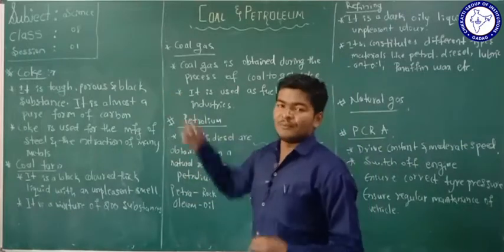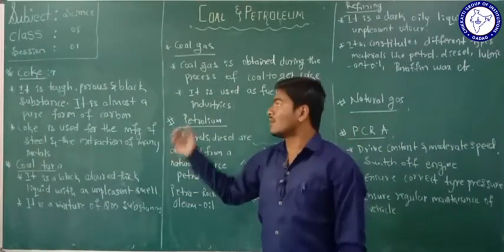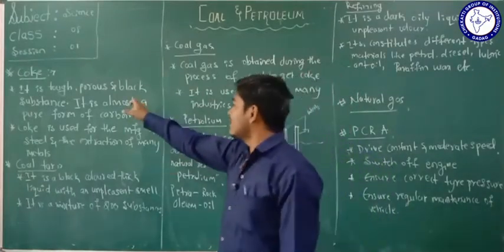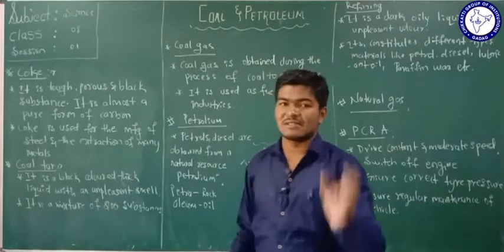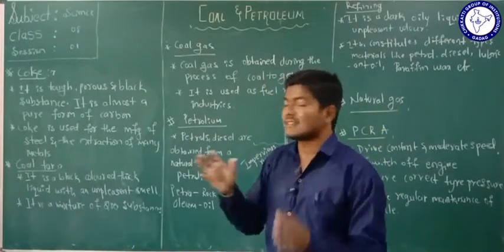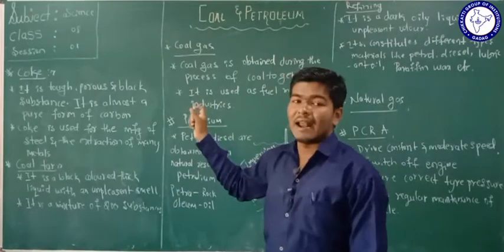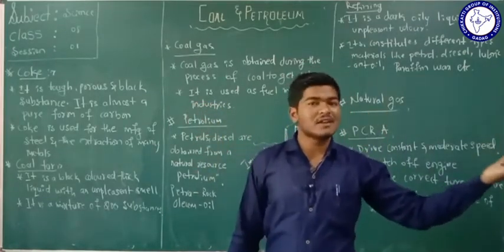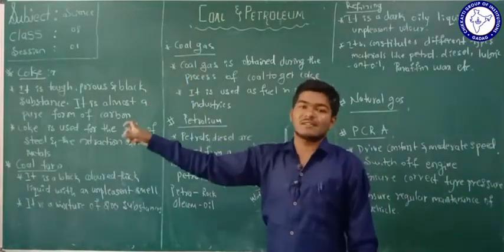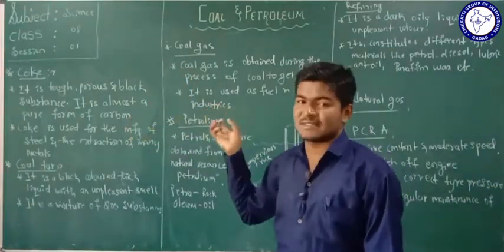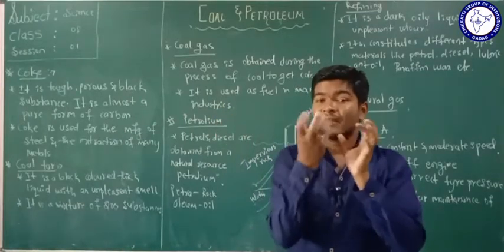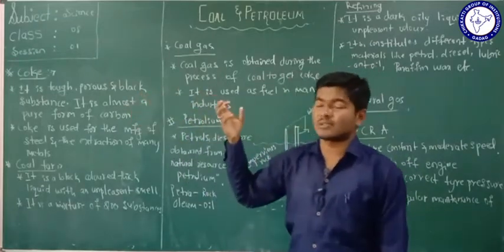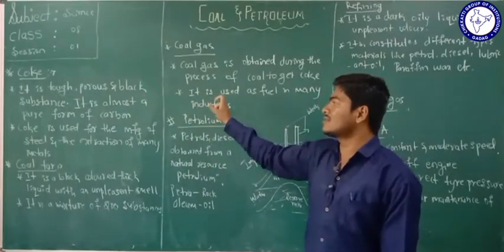One of the most important things from the coal is the coke. It is produced from the coal. It is generally a tough, porous, black substance. The color of the coal is black, therefore the color of the coke is also black. It is very tough and porous. It has some holes inside the coke, so we can see some pores, that is, holes. It is a tough, porous and black substance.